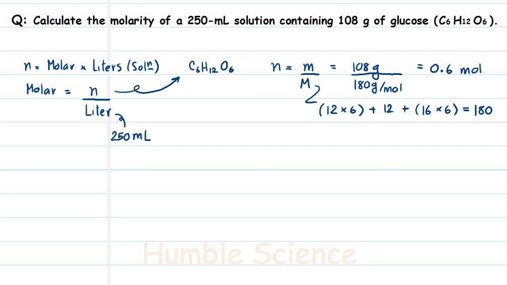Okay, now we have this. We can plug it back into the original formula. So it's going to be mole, which is 0.6, divided by 250 milliliters, but it has to be in liters, so it has to be 0.25 liter. So the molar is going to be 2.4 molar. And that is the answer.